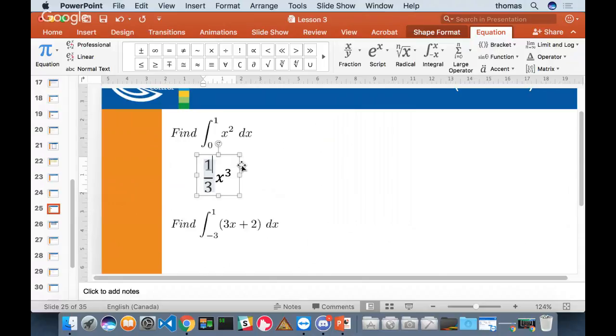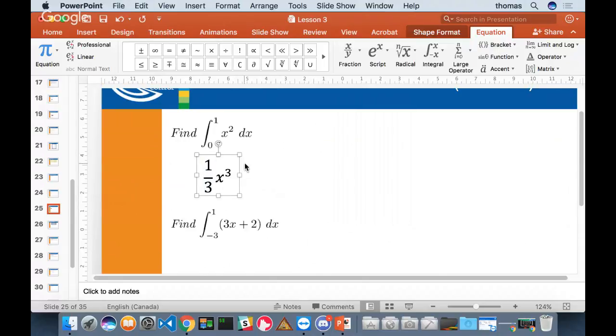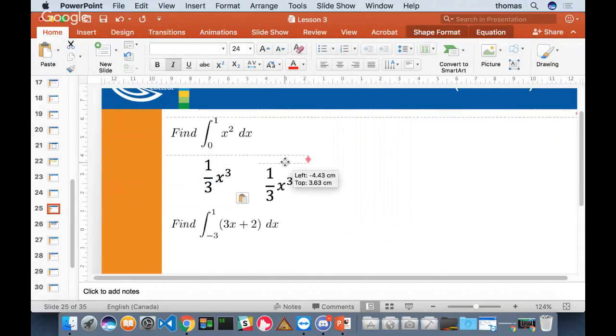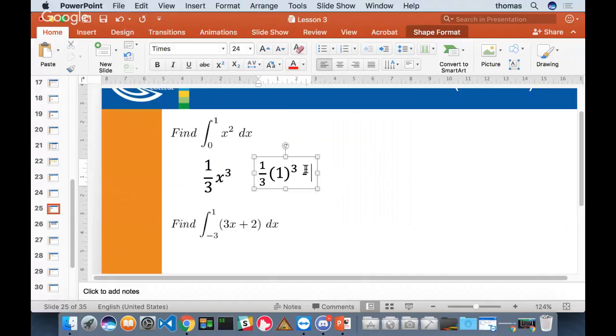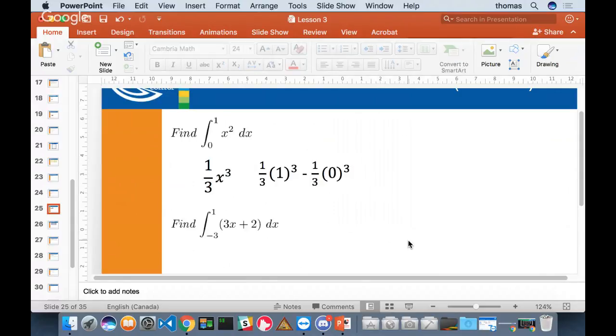Now the second part. I want to sub in the value of 1 instead of x, and I want to subtract the value of 0 on the second part. If you evaluate this piece, you'll get the definite integral between 0 and 1 of x squared.